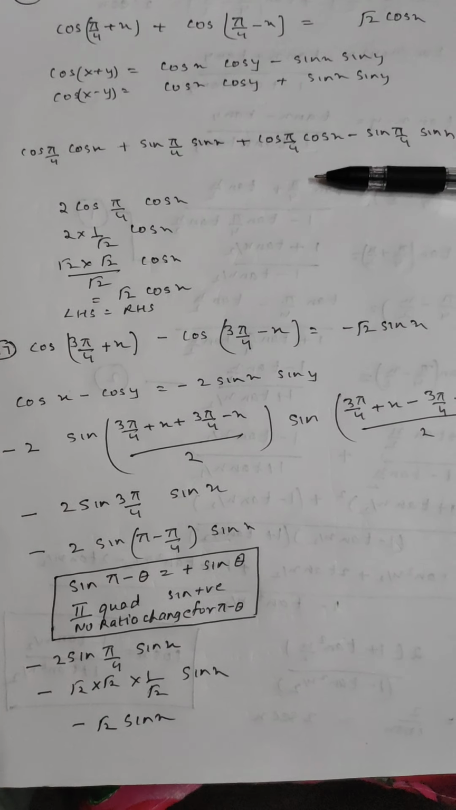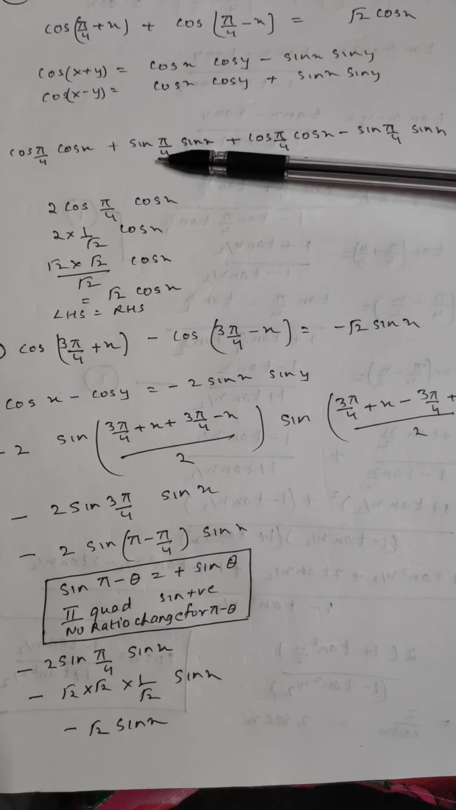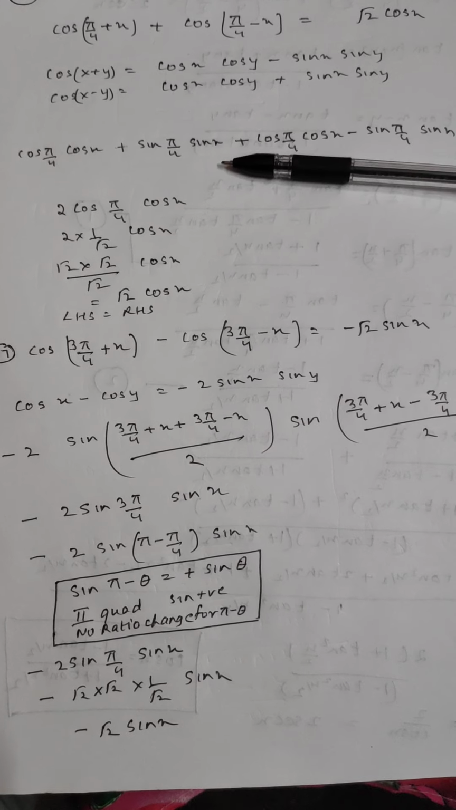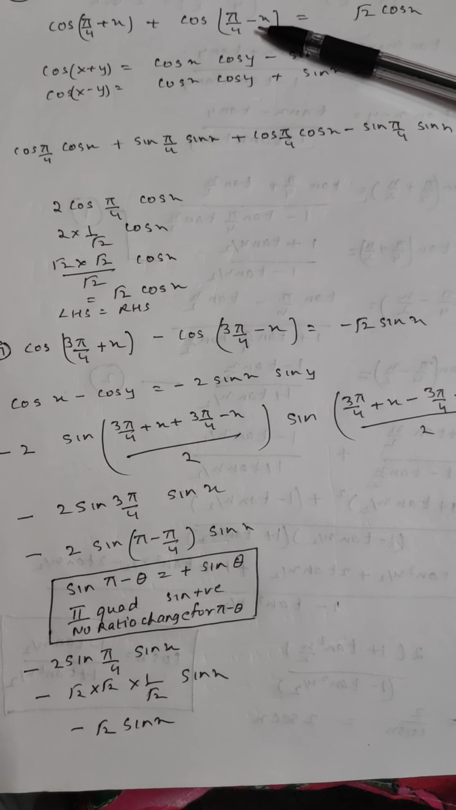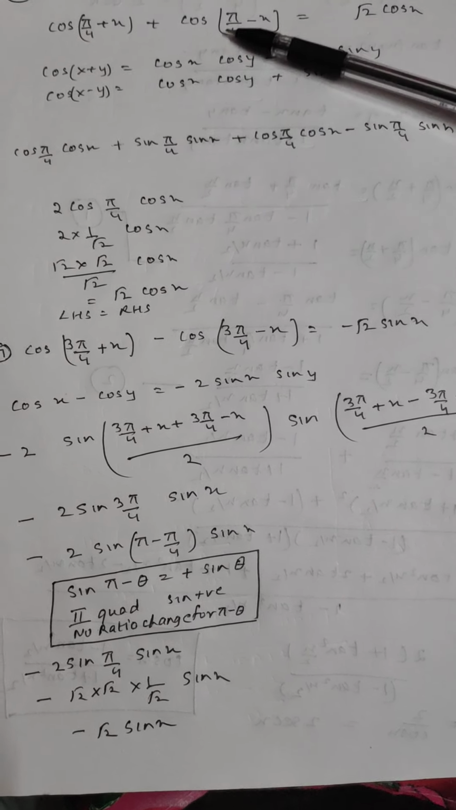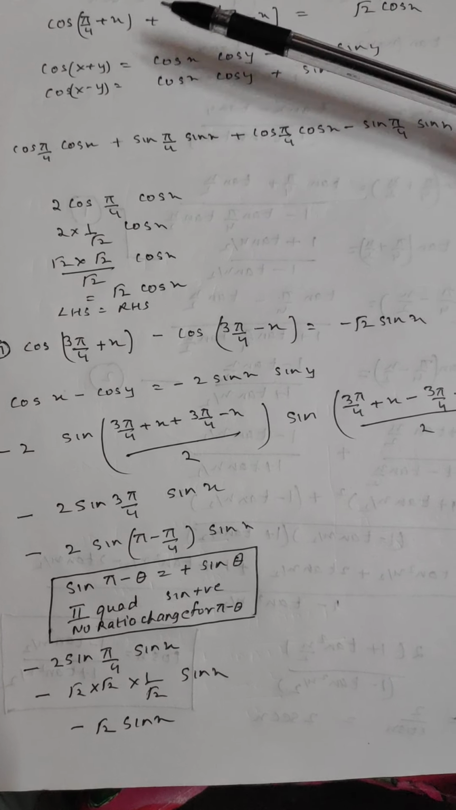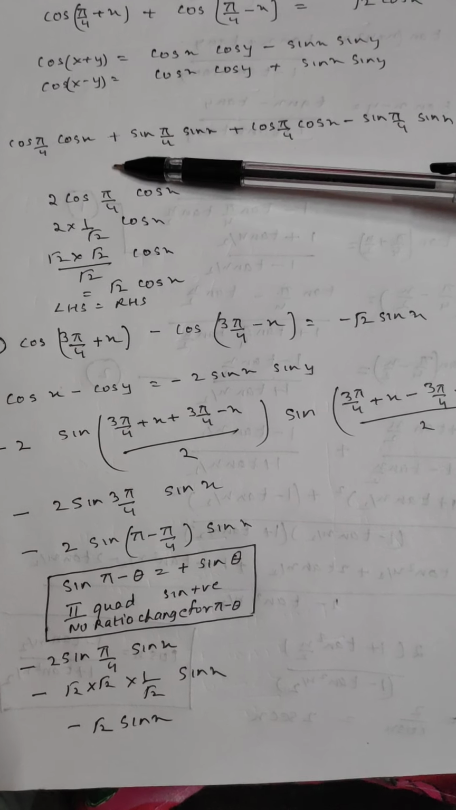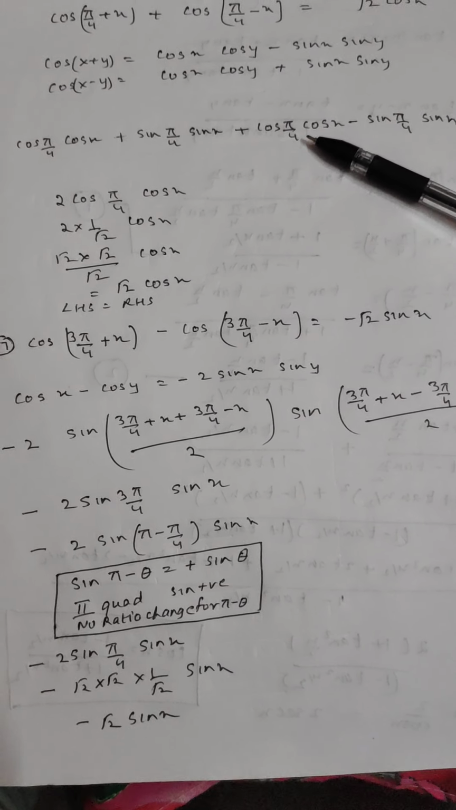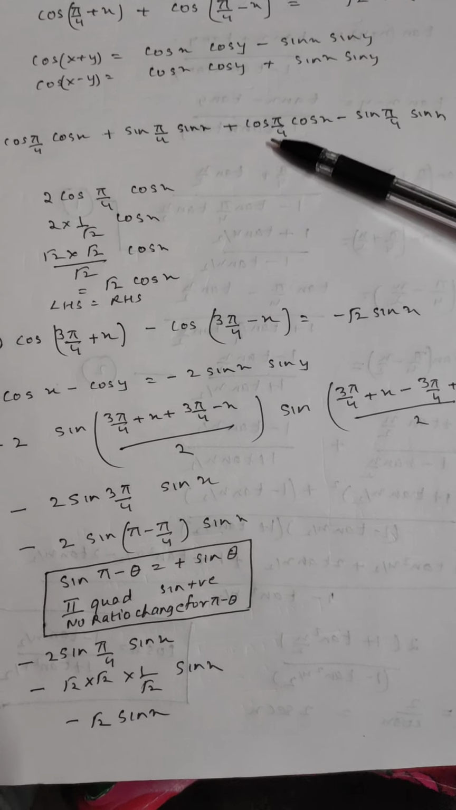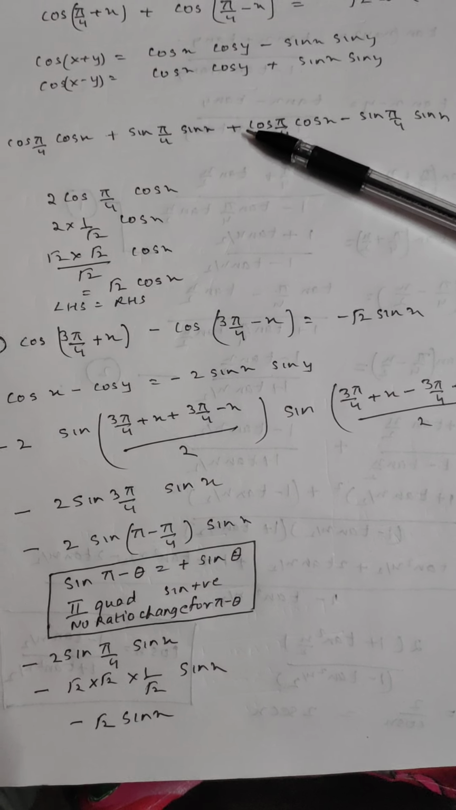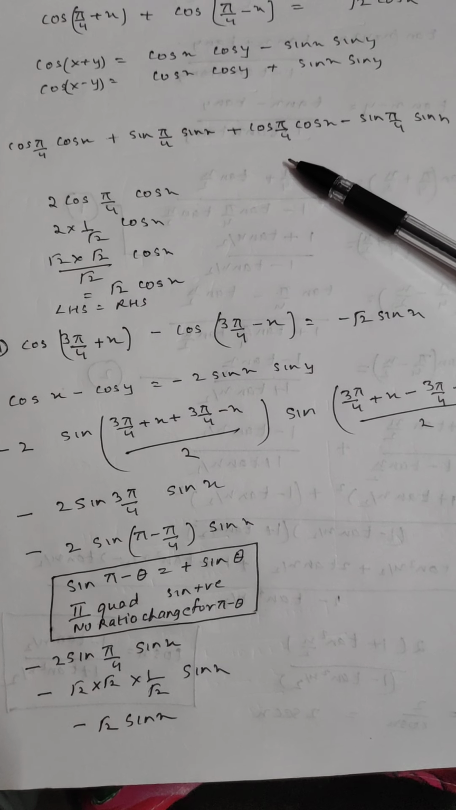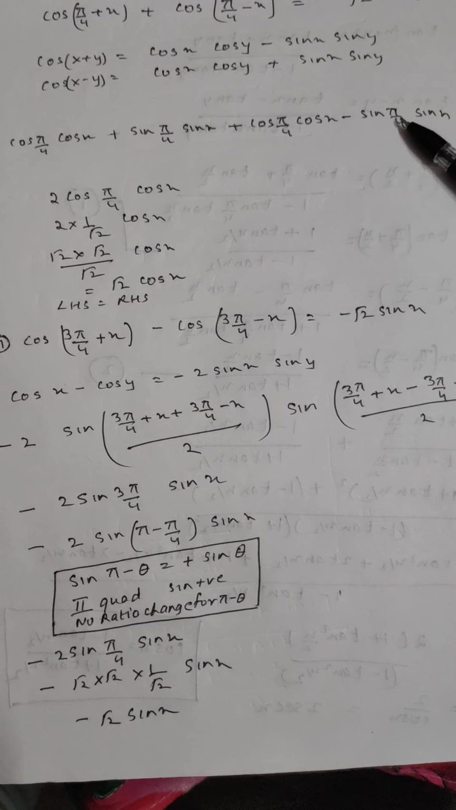Cos (pi by 4 minus x) can be written as cos pi by 4 cos x plus sin pi by 4 sin x. This is cos (pi by 4 minus x) written first, and then we are writing cos (pi by 4 plus x), because when it is plus the sign will be minus, when it is minus the sign will be plus. So no problem, whichever we write first hardly matters with the plus sign. You can write the second one first and the first one second. So it is cos pi by 4 cos x minus sin pi by 4 sin x.